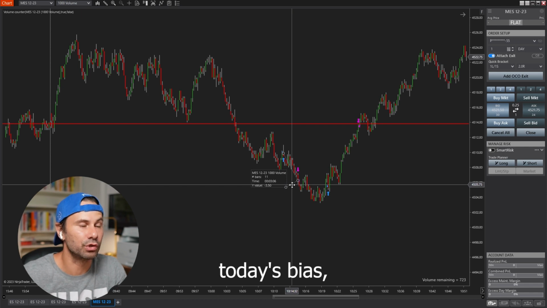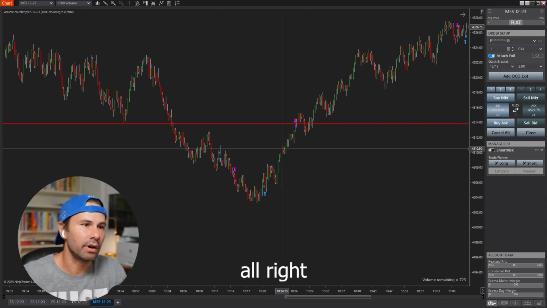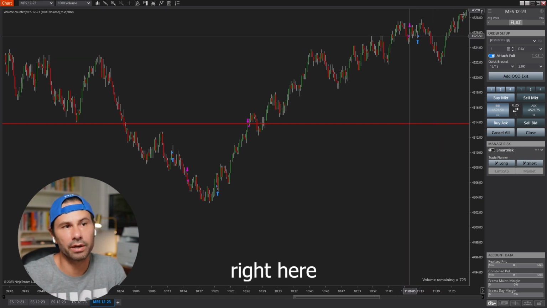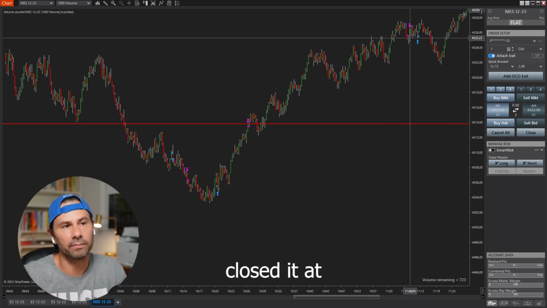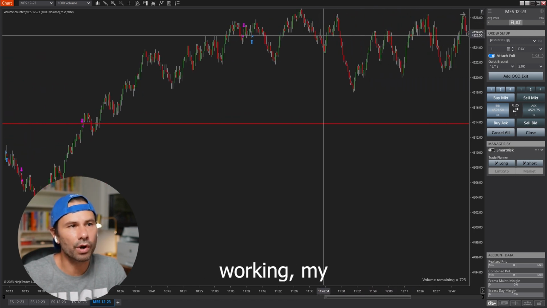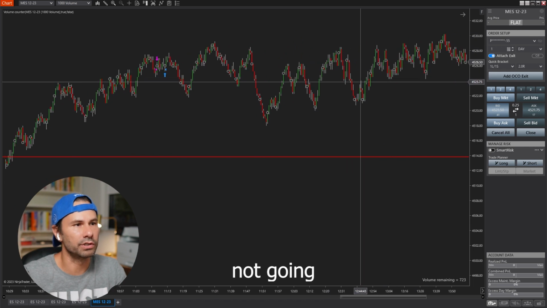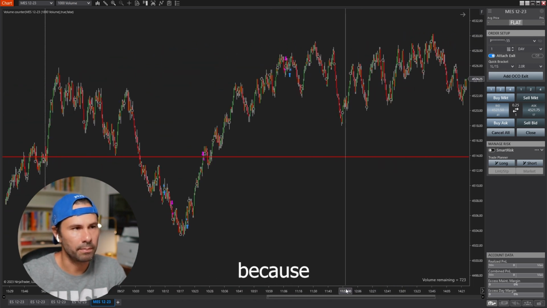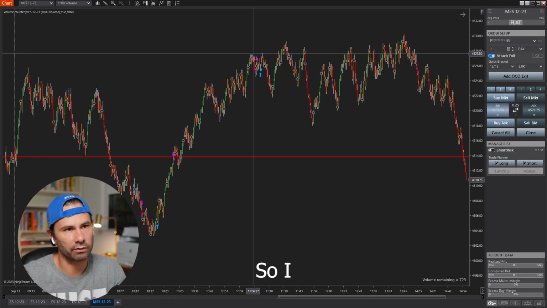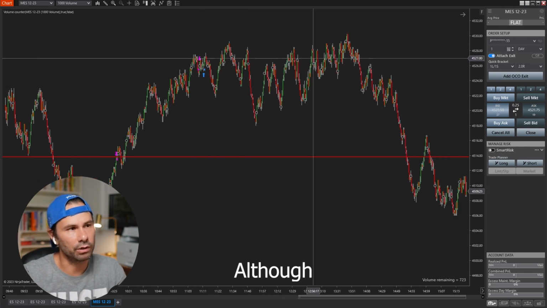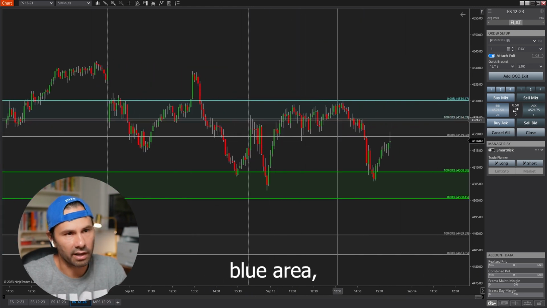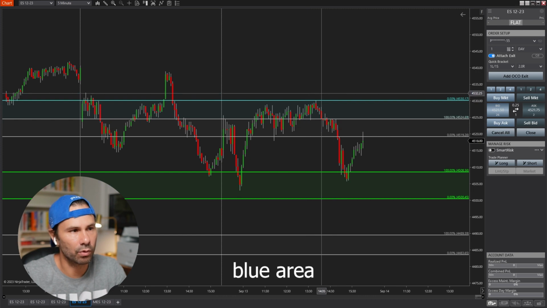Remember, you're against today's bias. Right? And you say, all right, but it continued. Yeah, but it is what it is. Then I tried to short right here and I closed it at break even just because I didn't have the momentum. Although it ended up working, my trade was not going to be a winner because my stop was a lot closer, like it was above this pivot right here. So I would have gotten stopped out, although it worked. And I'll show you the area. The area is this one. It's the same blue area, right? It's the same blue area that worked.